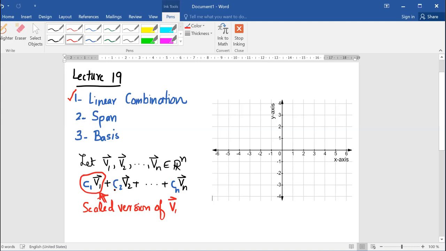Similarly, when you go for C2 V2, you also are doing scaling, but now you have this plus. This plus represents a vector addition. So this plus is not an ordinary addition. It is a vector addition. And you know that vector addition is done component wise. So if you take a scalar multiple of v1, then you add it to a scalar multiple of v2, and then you keep adding on until you reach the nth vector, and then you scale the nth vector and you add it. Once you add this, you will get a resultant vector.